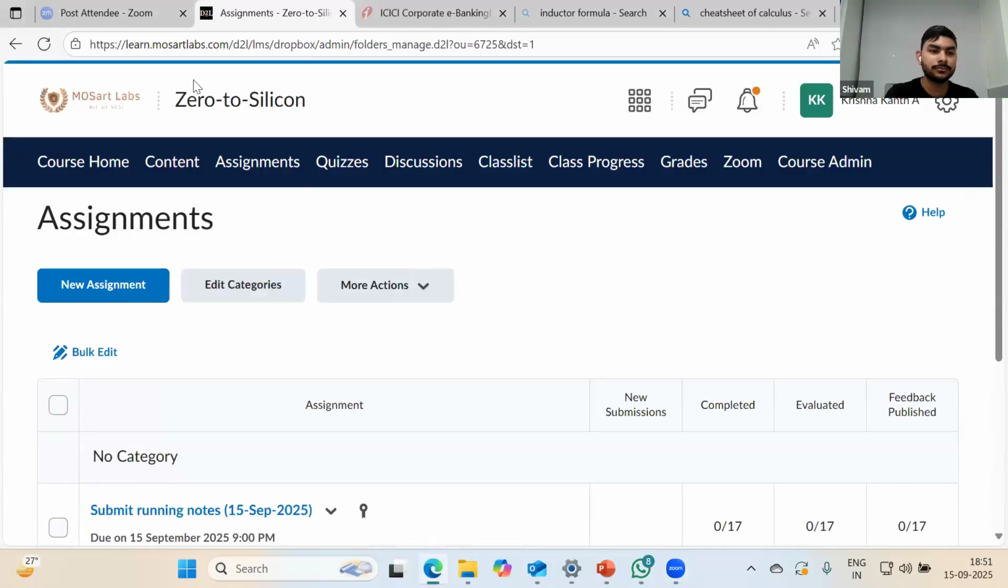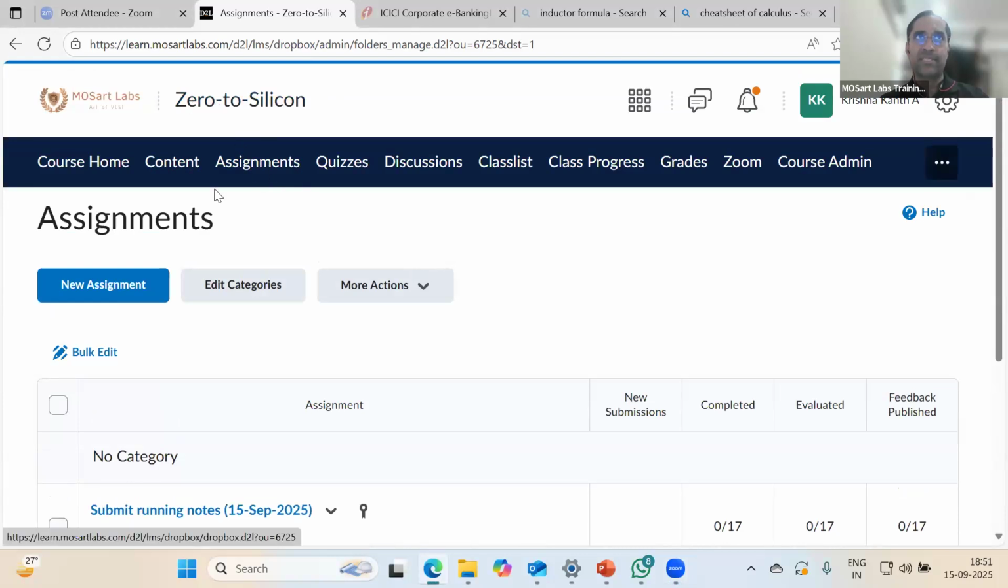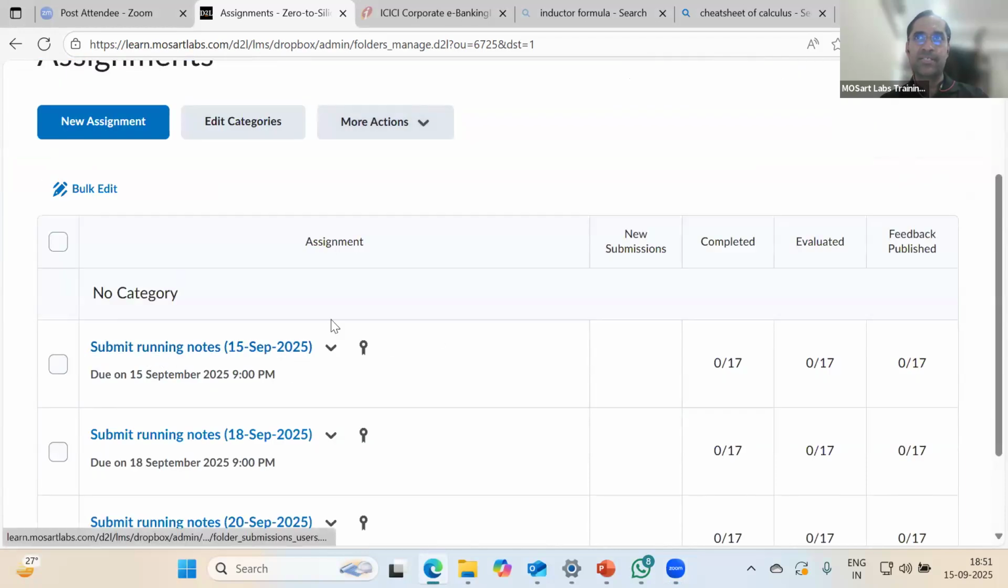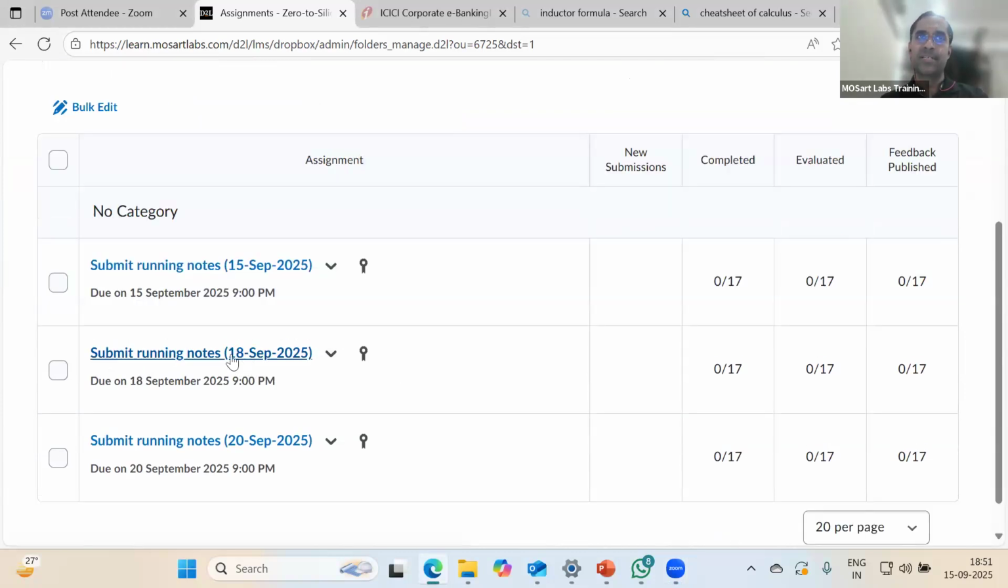Yes, sir. So, Zero to Silicon: as soon as you go there, you click on assignments, it pops up here, and you just click on this and submit your running notes. For today's class, you need to submit notes here. For Thursday, it's here, and for Saturday, it's here. Have your running notes, and as soon as you're done, I need you to submit them before 9 p.m. Note the key points, whatever you liked or whatever you didn't understand; these two things will help.